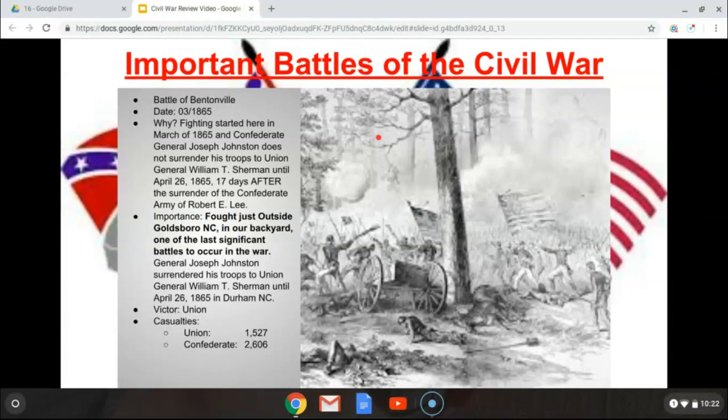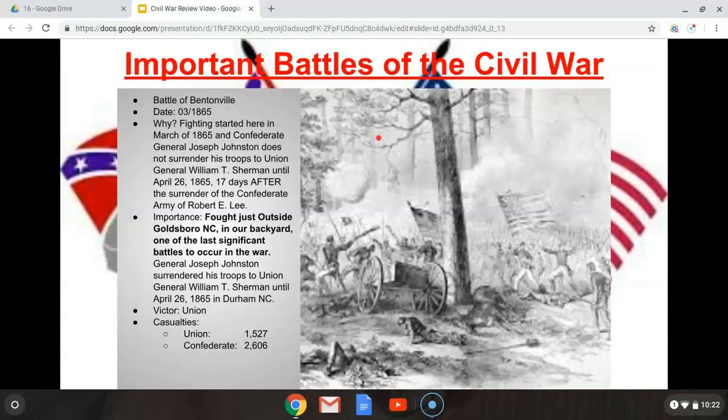So remember, the Battle of Bentonville was fought right in the backyard. It's one of the last significant battles. You can see that there were over 4,000 casualties in that battle. It was a Union victory towards the end of the war. The Union was just winning every battle.